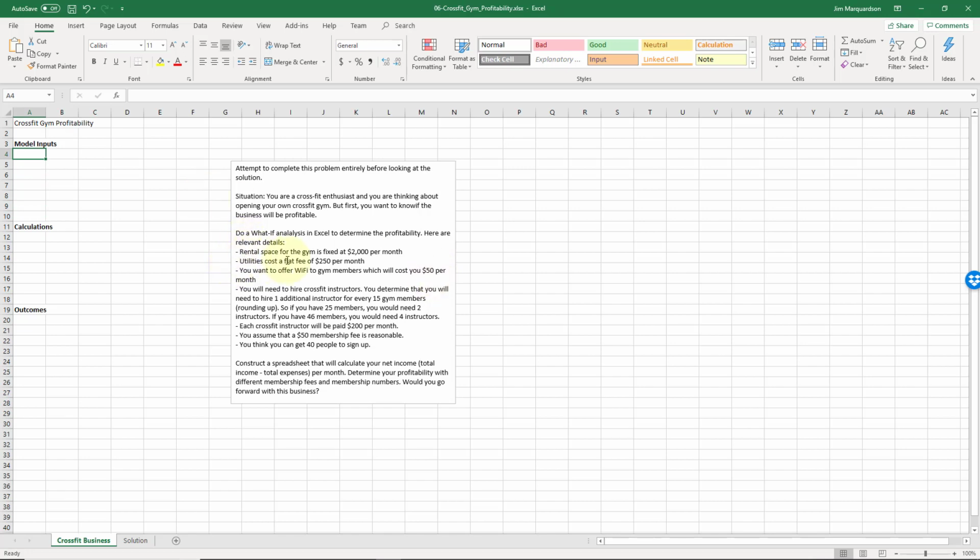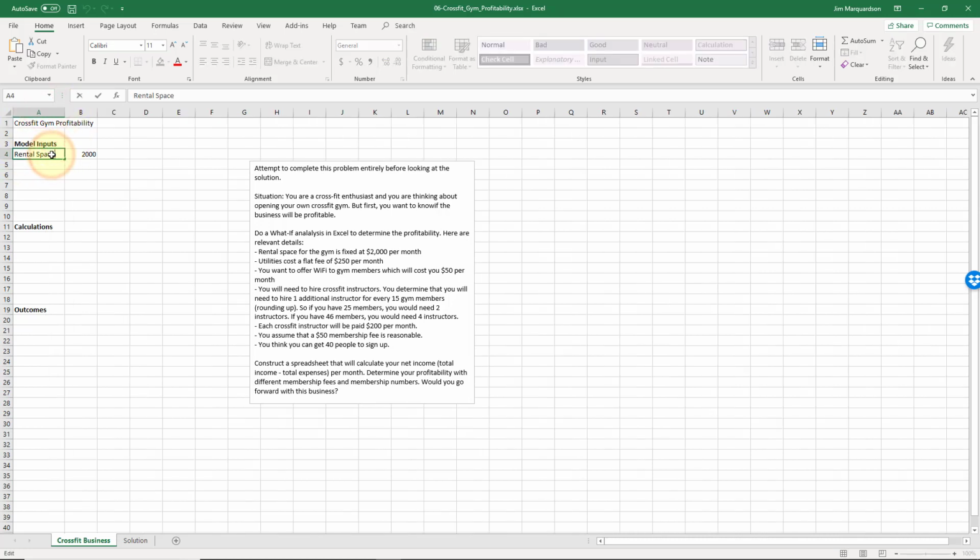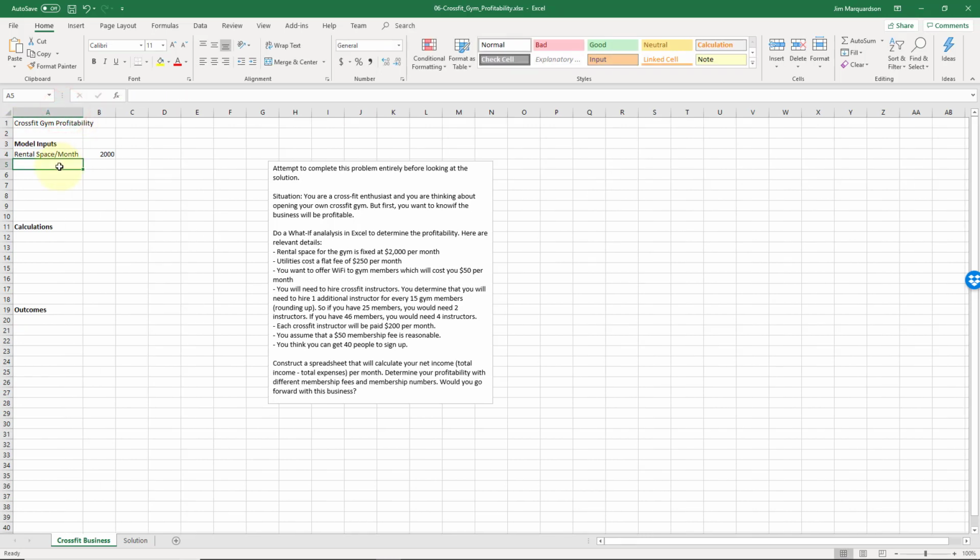So an input, rental space for the gym is fixed at $2,000 per month. So that's going to be an input, rental space. If it doesn't have a formula, it's probably an input. 2,000. I'll just put per month there. Okay, so utilities, let's say per month, it's going to cost us $250. You want to offer Wi-Fi to gym members. Okay, so Wi-Fi, that'll be $50 a month.